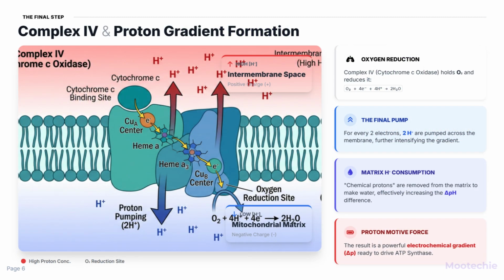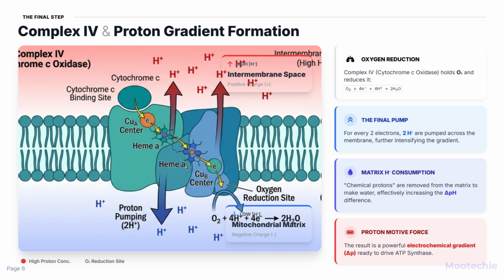The diagram depicts cytochrome C delivering an electron to complex 4. This complex, cytochrome oxidase, holds an oxygen molecule at its reduction site. Here, a critical reaction occurs: O2 plus 4 electrons plus 4 H+ from the matrix yields 2 molecules of water, H2O.